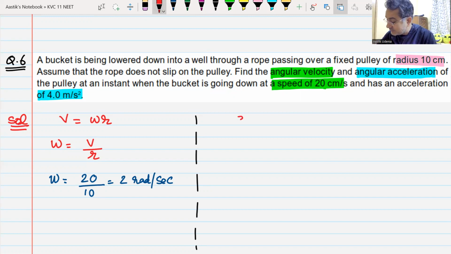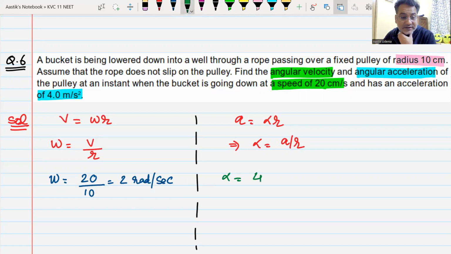The formula for acceleration is alpha into R. So from there you can find out alpha as A divided by R. Let me now put this formula here. Alpha will be equal to 4. Remember it is meter per second square. So I will have to divide it by meter. So divided by 10 centimeters in meter is 0.1. So it becomes 40 radians per second square.